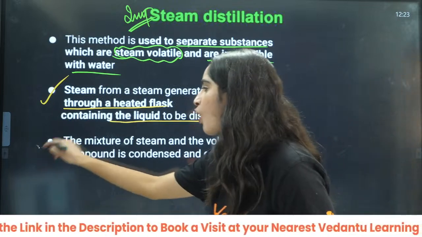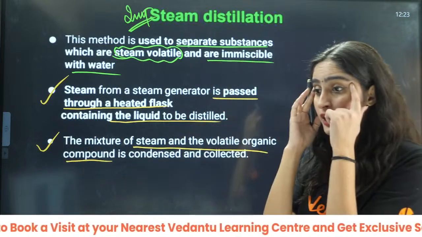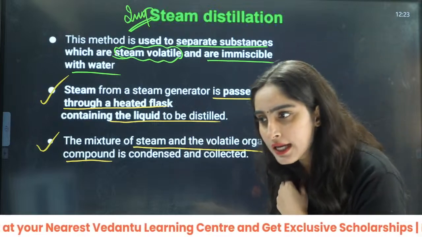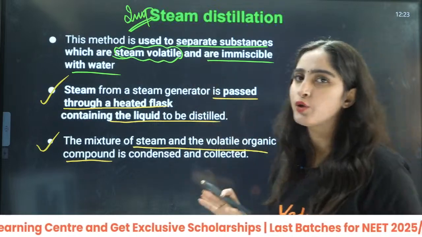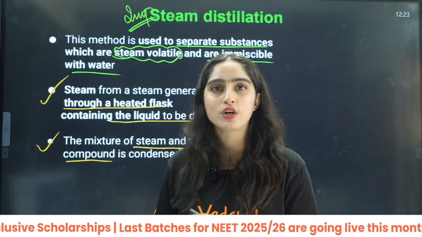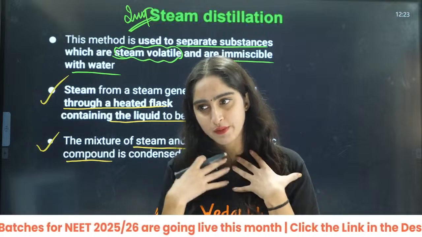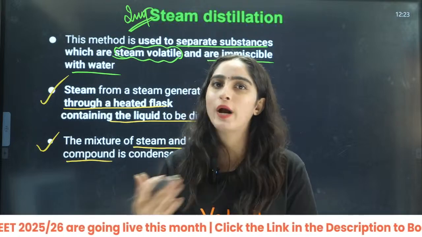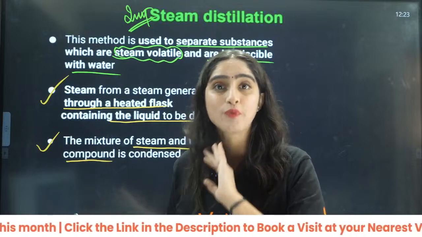The mixture of the steam and the volatile organic compound... When you understand with the help of a diagram, then understanding the theory is easy. Otherwise, if you just take out the NCERT and read it yourself, it will become difficult for you. First, you understand with my help, and then, beta, you go and read your NCERT and these notes. You will be able to understand this very easily.